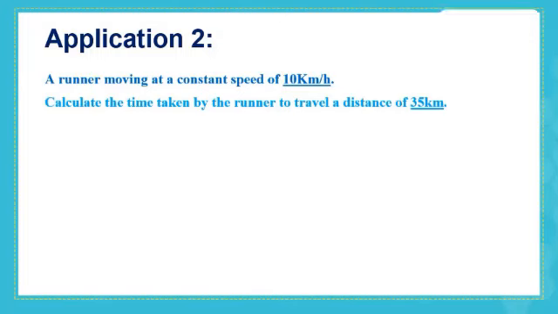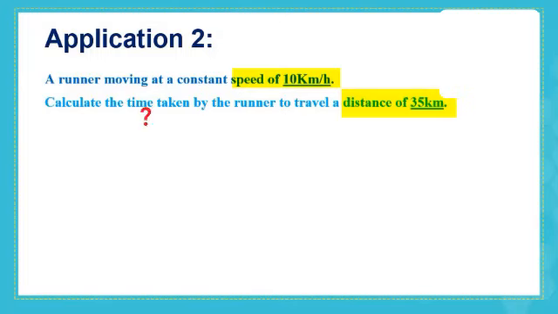A runner moving at a constant speed of 10 km per hour. Calculate the time taken by the runner to travel a distance of 35 km. In this case, distance and the speed are given.